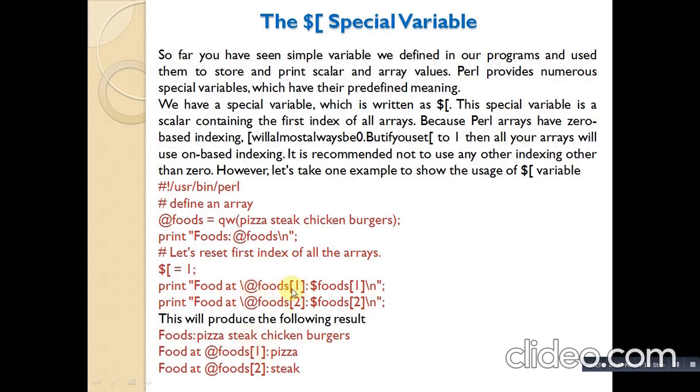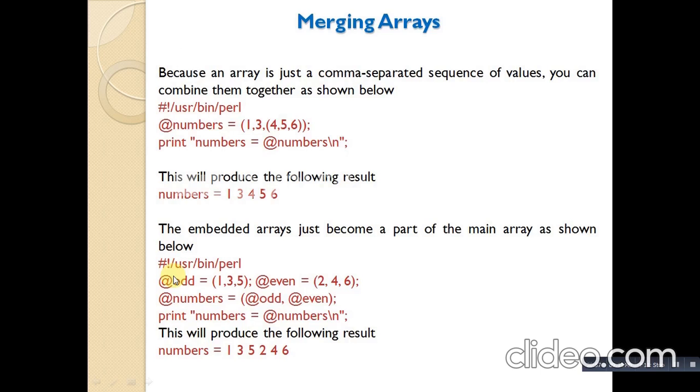Then after the colon, dollar symbol foods, it is a variable. In the foods variable, index 1 should mean we print steak, but it displays pizza, and foods of index 2 displays steak, because we have set the index value to 1 with the help of the dollar symbol and opening square bracket. So this is the use of the special variable in Perl.